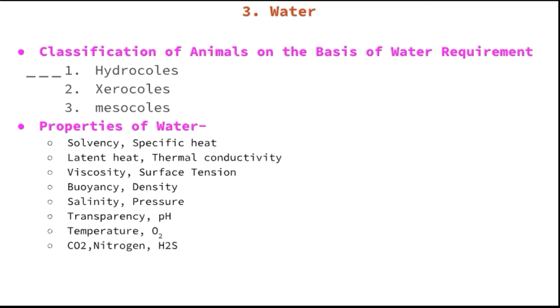Next is carbon dioxide. Carbon dioxide is dissolved in the water, and it is also present in the form of carbonates and bicarbonates, calcium and magnesium ions. All aquatic plants and phytoplanktons totally depend on CO2 for photosynthesis. This is the properties of water.